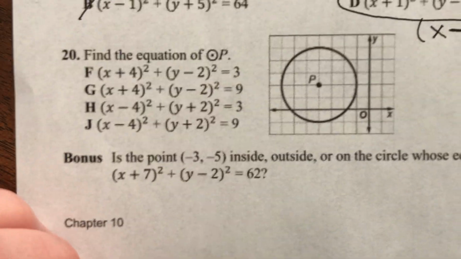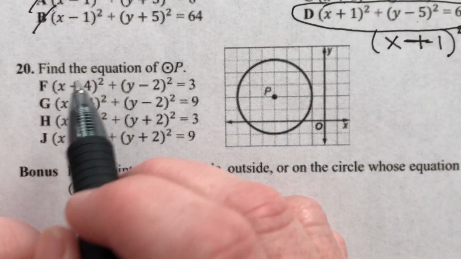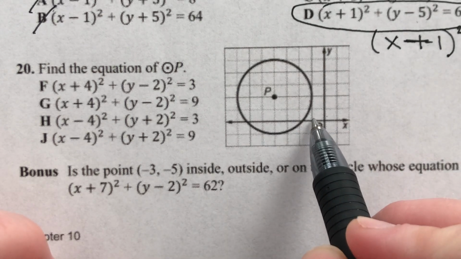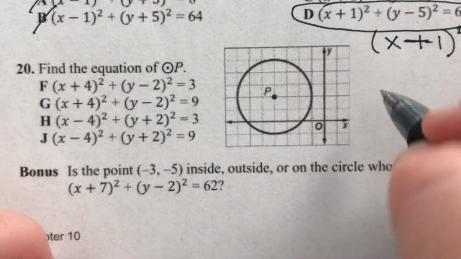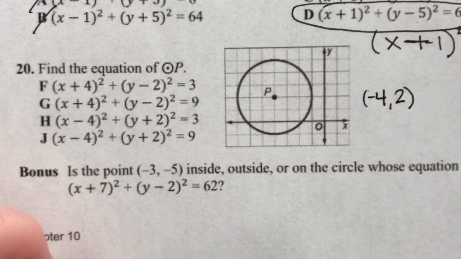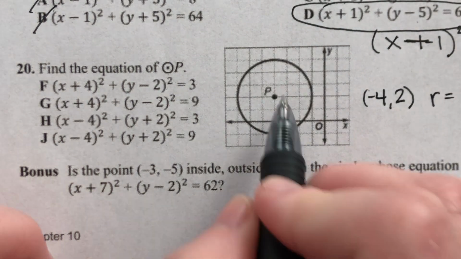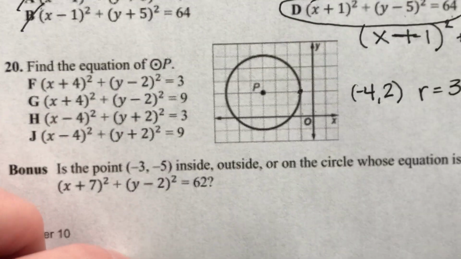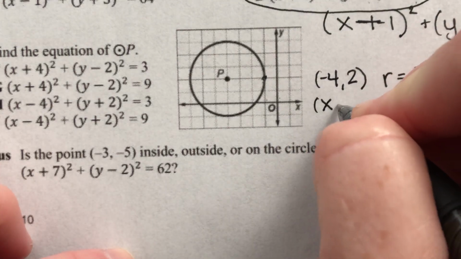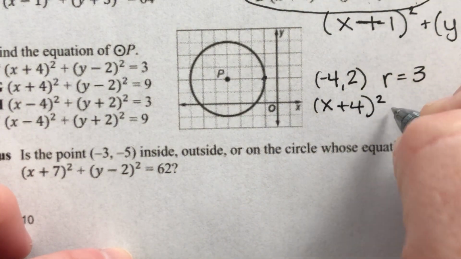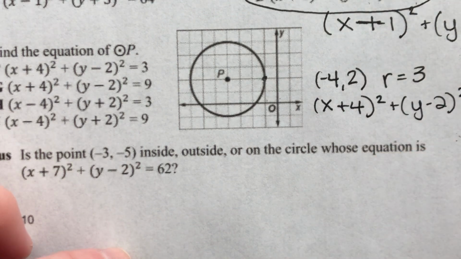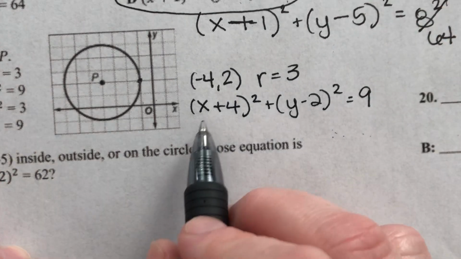Okay, and then number 20, we've got a bonus, but we're almost done. Find the equation of circle P. So first of all, the center is at negative 4, positive 2. And the radius from the center to the outside is 3 units, right? So we're going to have x minus negative 4 squared plus y minus 2 squared equals 3 squared, which is 9. So (x plus 4) squared plus (y minus 2) squared equals 9.